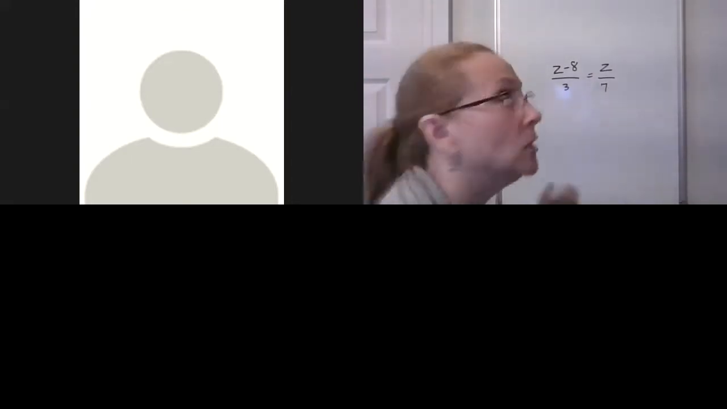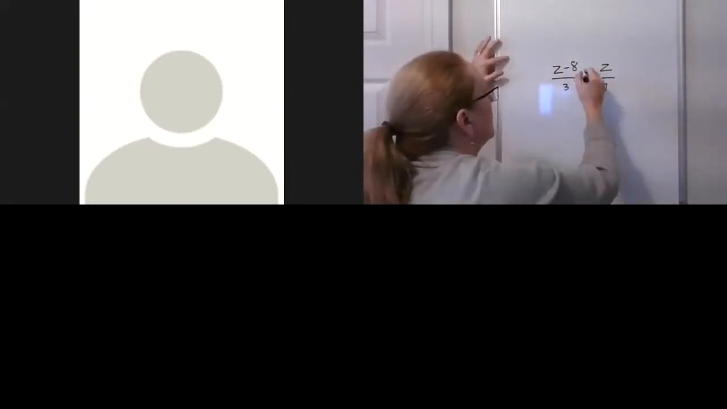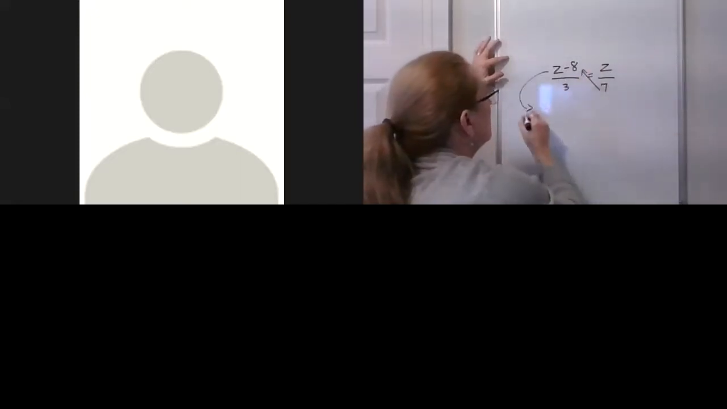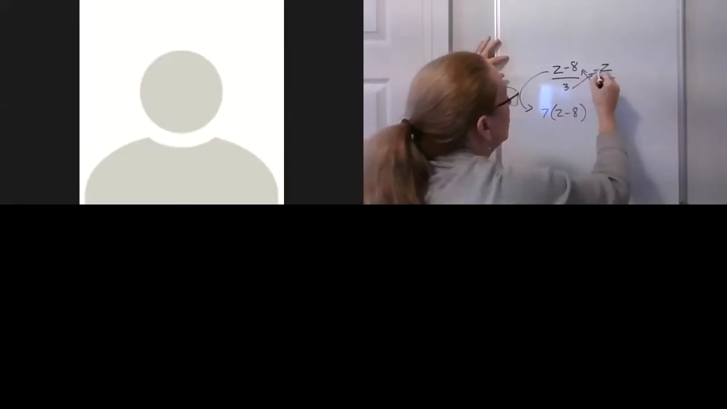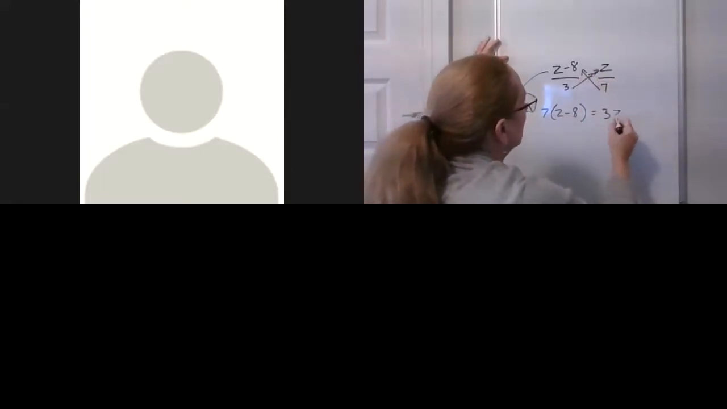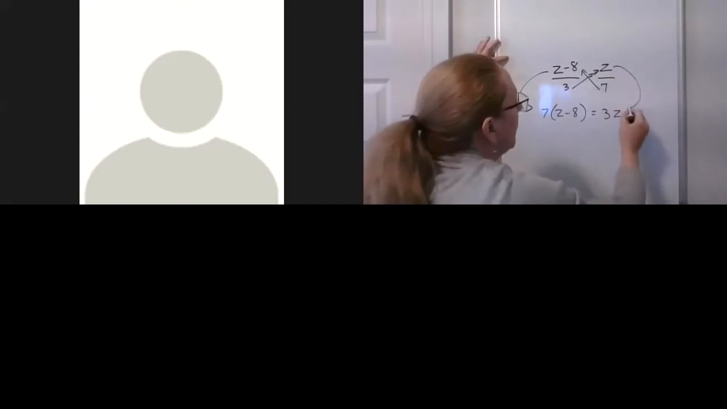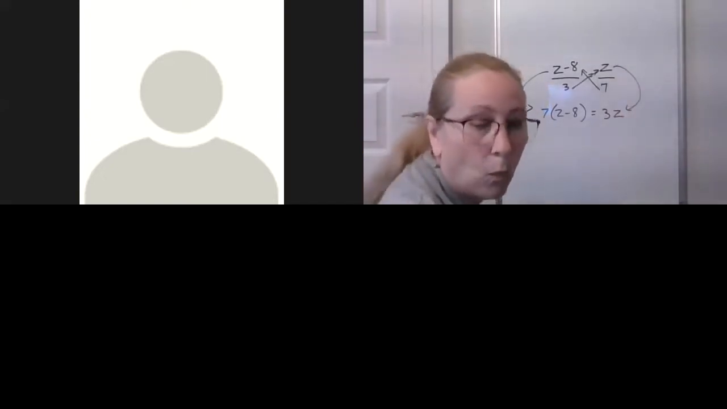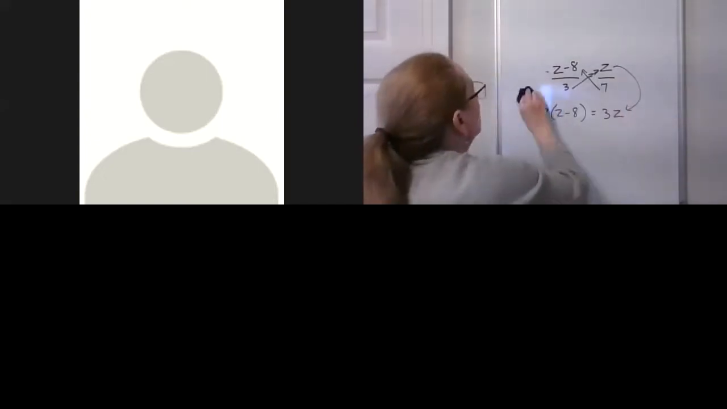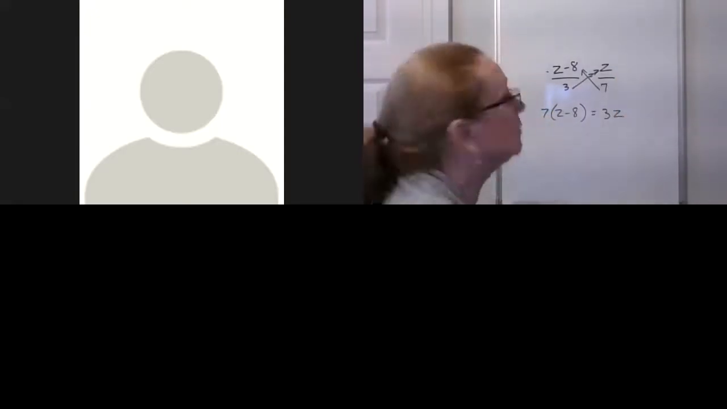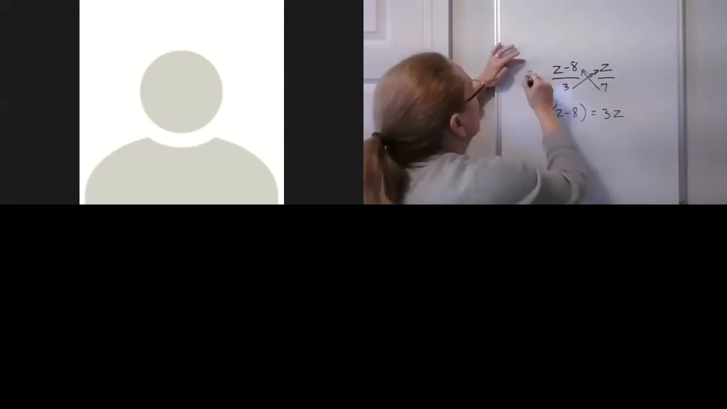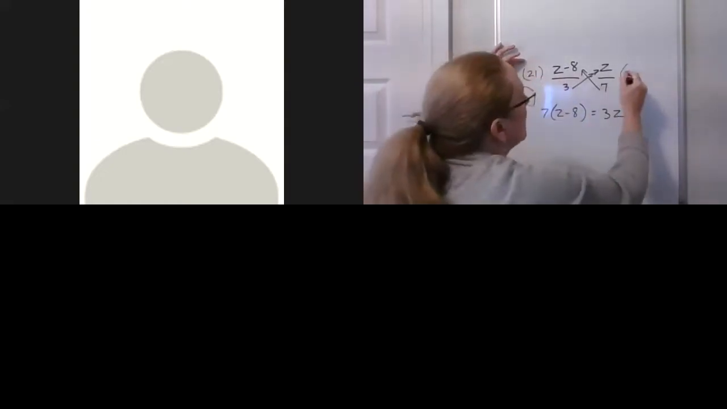This is cross multiplication, so we can multiply 7 times z minus 8 and multiply 3 times z. Now, why does it work? Well, imagine that you're getting your LCD. In this case, it would be 21. And you multiply both sides by the LCD.